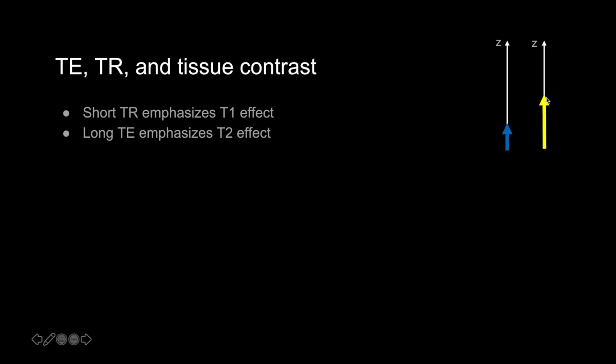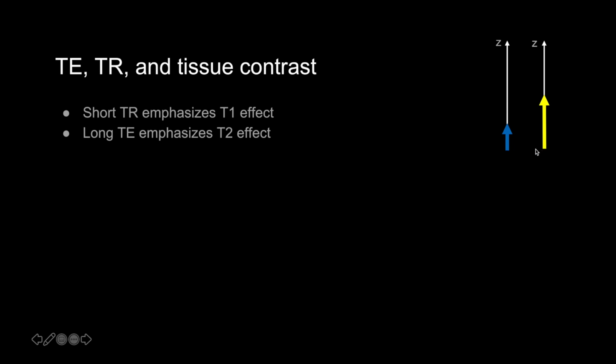If we then applied an RF pulse at this time, the amount of signal that we would detect in water would be very low, and the amount of signal that we detected in fat would be very high, and that would be based on the differences in T1 relaxation differences between those tissues. So a shorter TI emphasizes that difference in the T1 relaxation effect.